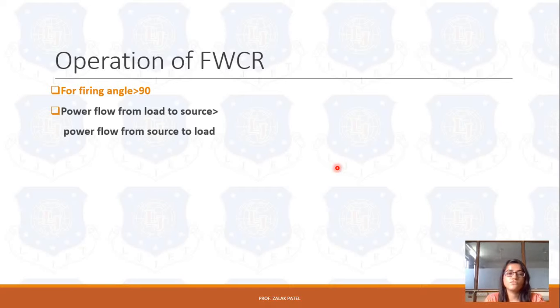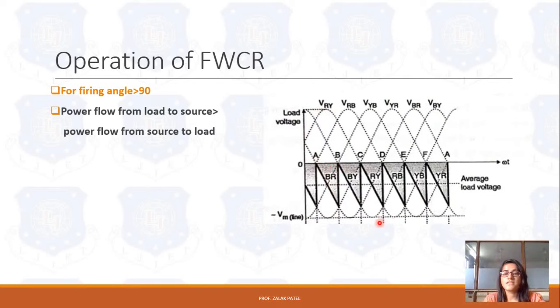In case of that, the diagram is like this. Here you can see that the negative portion is more compared to the positive portion, and because of that we can say that the power flow from load to source is more compared to the power flow from source to load. Even you can use the equation of average load voltage for that FWCR, which we will see in the next example, that is, the equation of load voltage for FWCR.